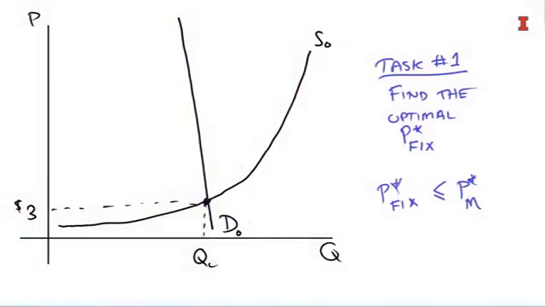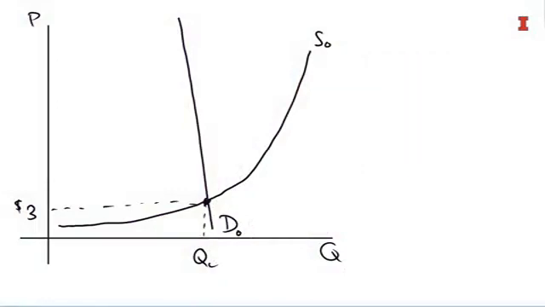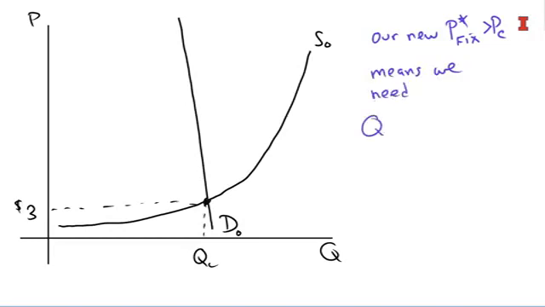We just say there's going to be some price. We're not sure where it is, but it's going to be higher. Now we go to task 2. Task 2 gets a little bit harder. So the only way we can get price up is if we get quantity down. Our new P star sub fix, which is greater than the competitive price, means we must have the output in the industry for our fix be less than the output that we saw in the competitive case. You've got to restrict output if you're going to drive up price. It's the only way to have it happen.